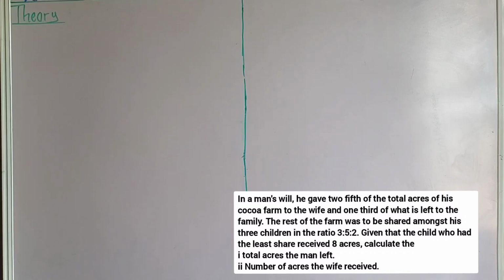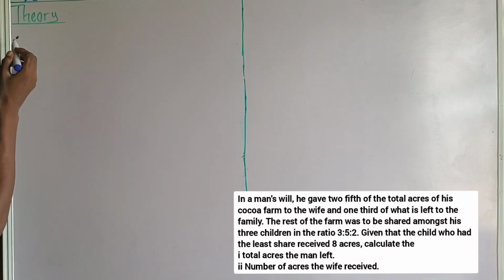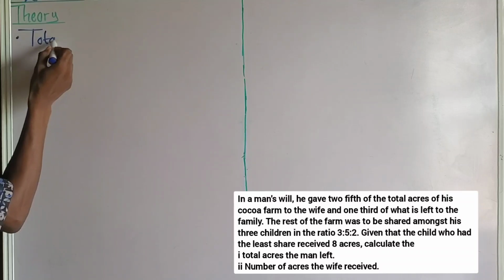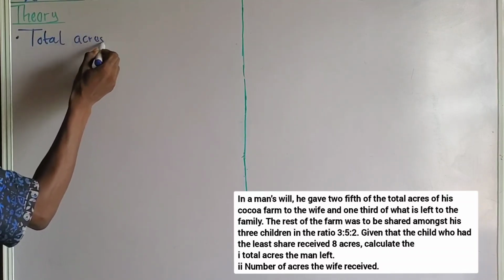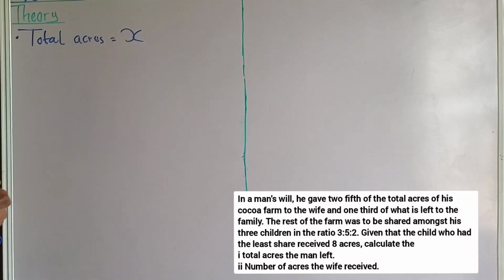2. The number of acres the wife received. Okay, now let's start with the interpretation of the question. The man gave 2/5 of the total acres of land. Now let the total acres of land equal x. Are you getting it?